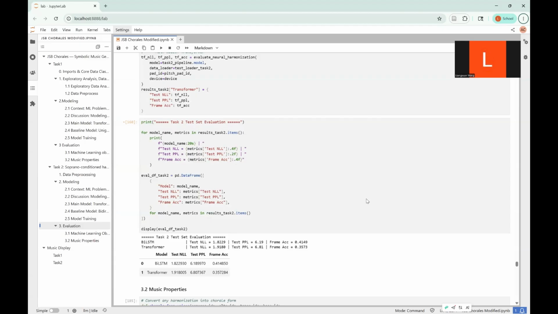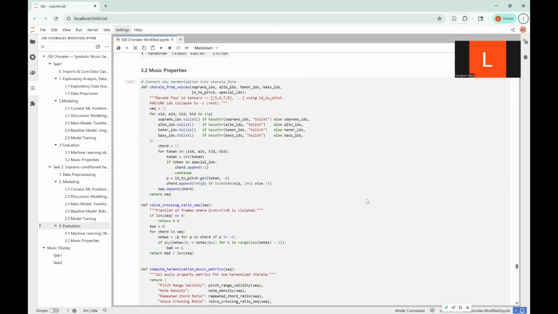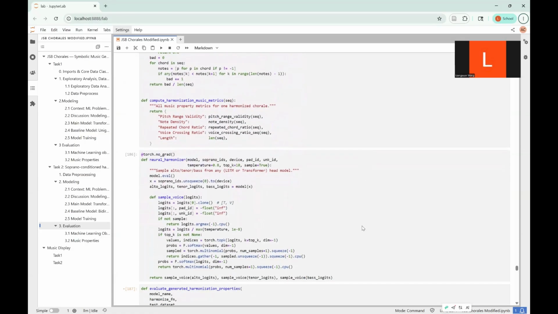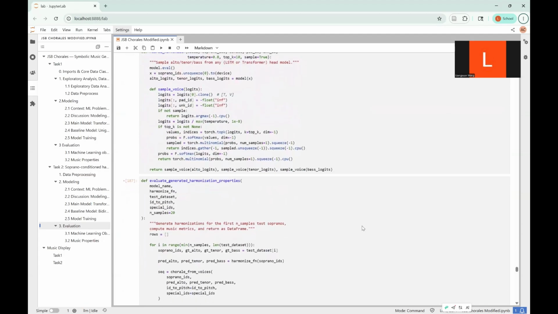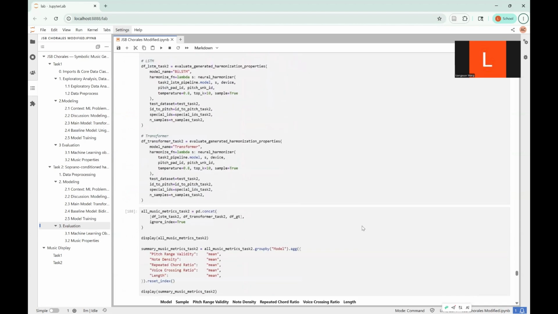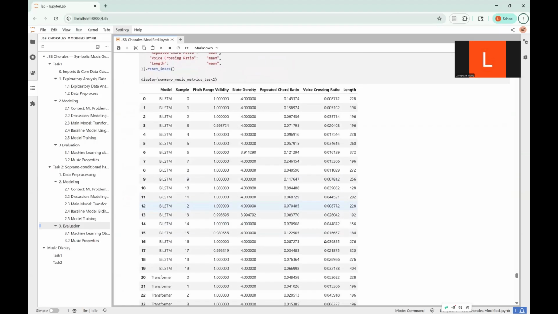Other than negative log likelihood, perplexity, and frame accuracy, we also check musical rule metrics for both models. Music properties include pitch range validity, note density, repeated chord ratio, voice crossing ratio, and length. This is the implementation of the music properties evaluation. And here we compare 20 generated samples from each model.